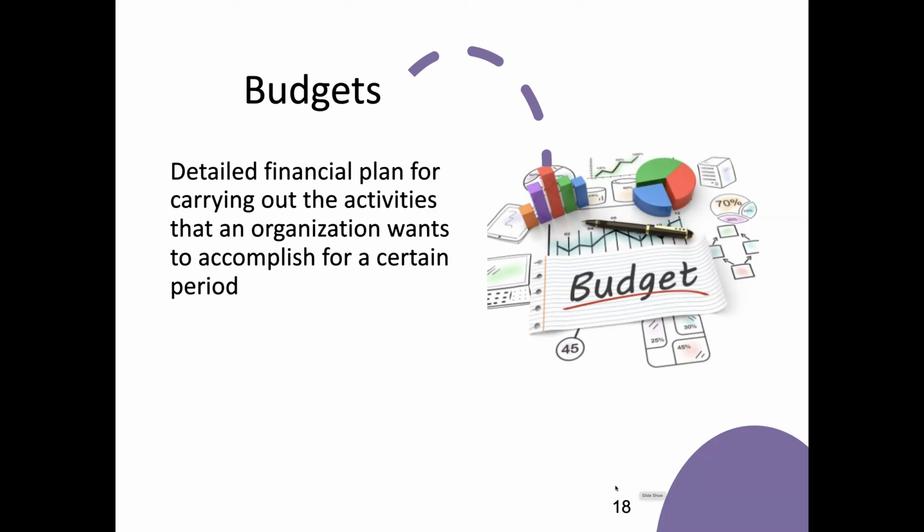So the basic financial document used in most organizations is the budget, which is a detailed financial plan for carrying out the activities an organization wants to accomplish for a certain period. A budget is stated in terms of dollars and includes proposed revenues, so monies received for providing goods and services, and expenditures, money spent on goods and services.